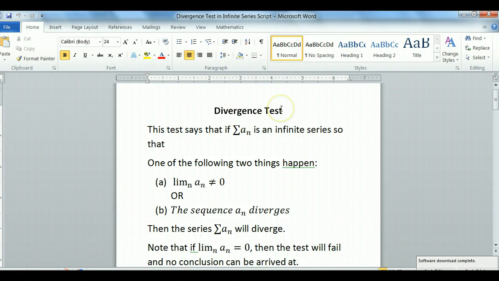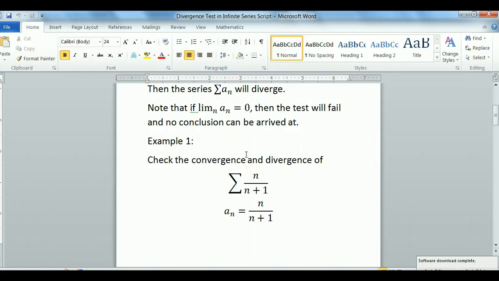test. What you do is you just take the sequence inside and test and see whether it has a non-zero limit or whether the sequence is divergent. One of the two. One is enough. And if one of the two is satisfied, then straight away we are done. There is nothing else to be done. The series is divergent. Okay, now let's look at an example.